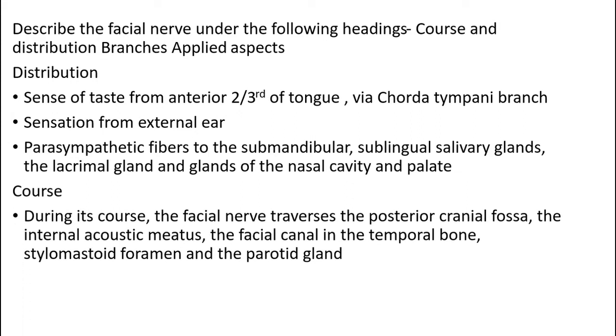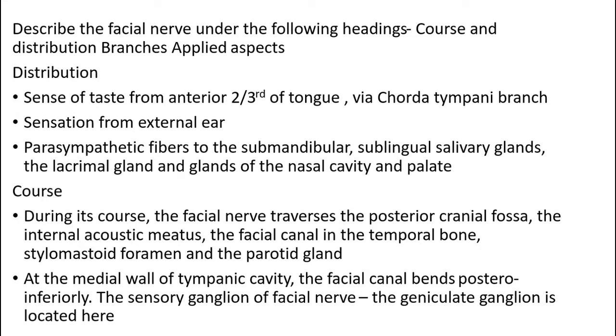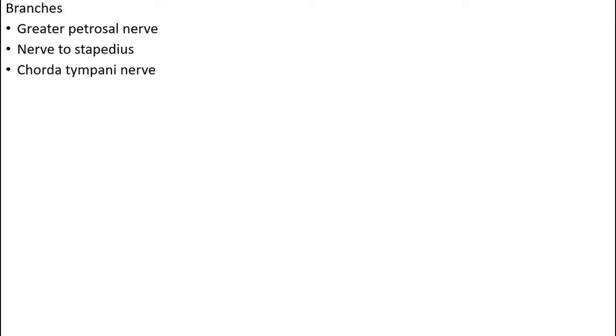The course. During its course, the facial nerve traverses the posterior cranial fossa, the internal acoustic meatus, the facial canal in the temporal bone, stylomastoid foramen, and parotid gland. At the medial wall of the tympanic cavity, the facial canal bends posteroinferiorly. The sensory ganglion of the facial nerve, the geniculate ganglion, is located here. Branches: greater petrosal nerve, nerve to stapedius, then chorda tympani nerve.